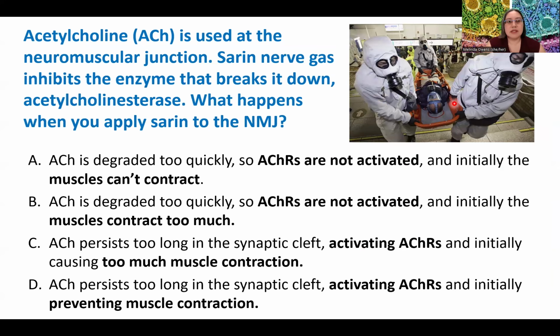Question for you. Acetylcholine is a neurotransmitter that's used at the neuromuscular junction, which is the synapse between the nerve and the muscle. Sarin nerve gas inhibits the enzyme that breaks it down, acetylcholinesterase. What happens when you apply sarin to the neuromuscular junction? Go ahead and think about that.